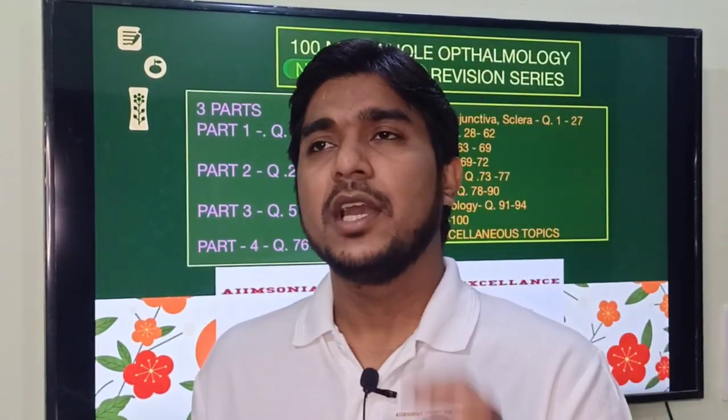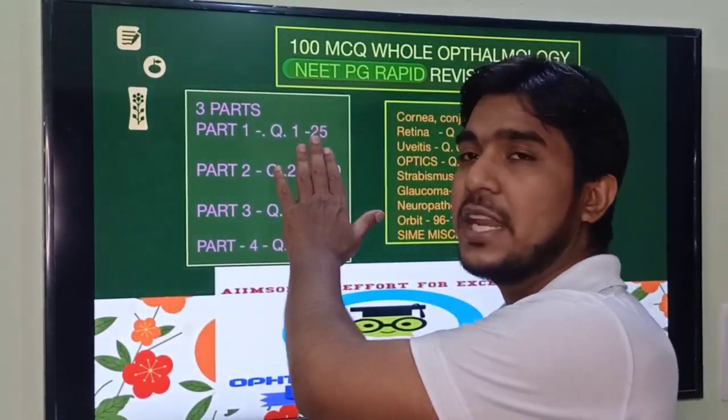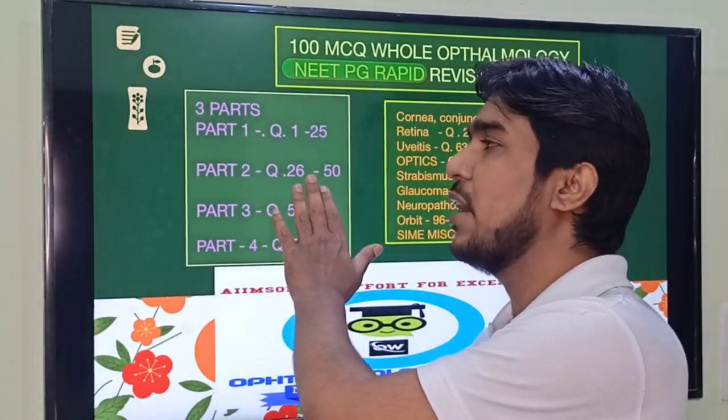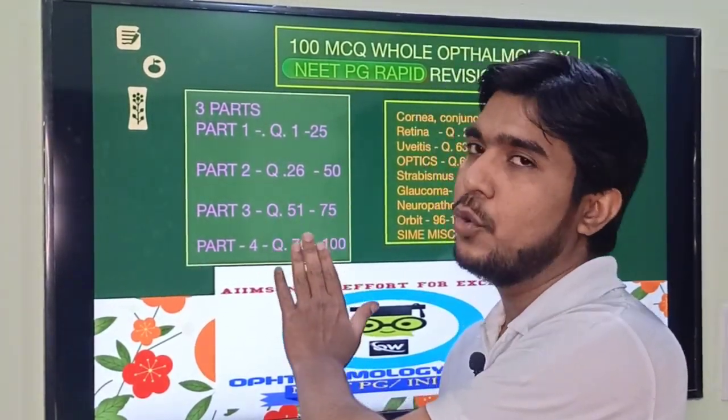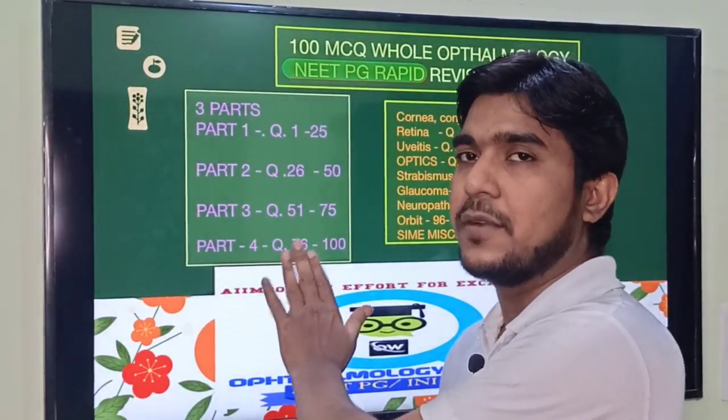I know the time is very crucial. That's why I have divided this into 4 parts of 30 to 35 minutes each. And you just go and revise, because part 1 contains 25 questions, the second 25 questions are in part 2, the third 25 questions are in part 3, and the fourth 25 questions are in part 4.